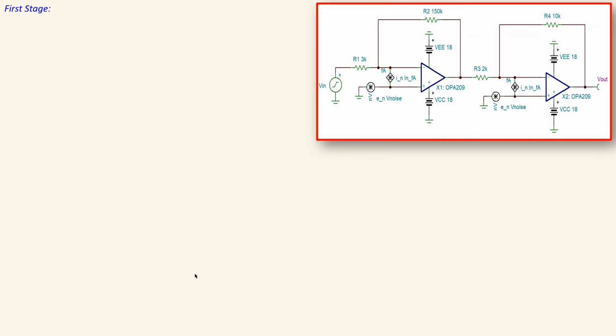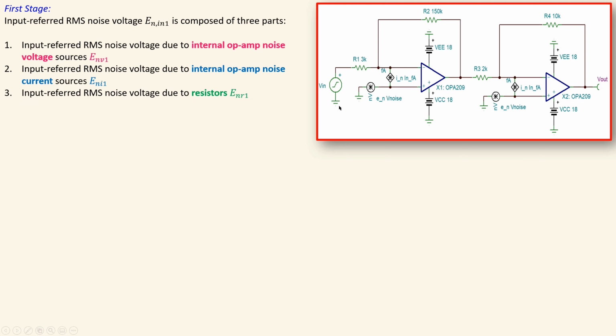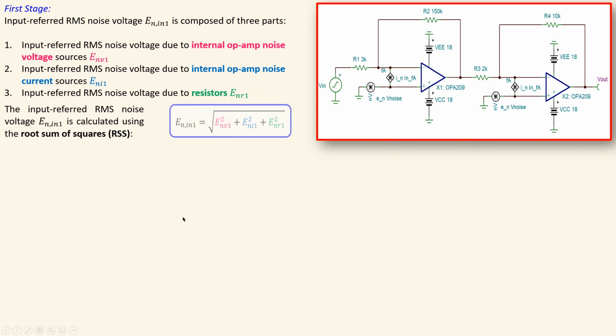Now let's look at the first stage first. The input referred RMS noise voltage is composed of 3 parts. Those are the input referred RMS noise voltage due to the internal op-amp noise voltage source, which is due to this one, and the input RMS noise voltage due to this noise current source of the op-amp, and of course the input noise voltage due to the resistors of the first stage. If you combine those, specifically for the first stage, you will have this expression. You can see it is just given for the first stage.